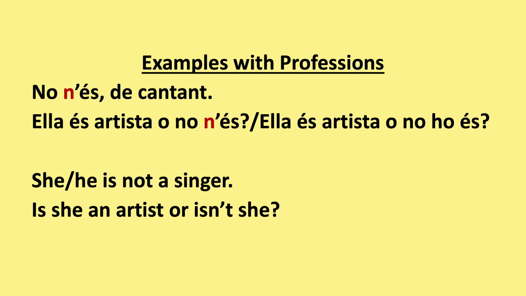Examples with professions. Non és de cantant. He is not a singer. Ella és artista o non és? Is she an artist or isn't she? You can also opt for saying ella es artista o no es. The profession of these people is singer and artist.